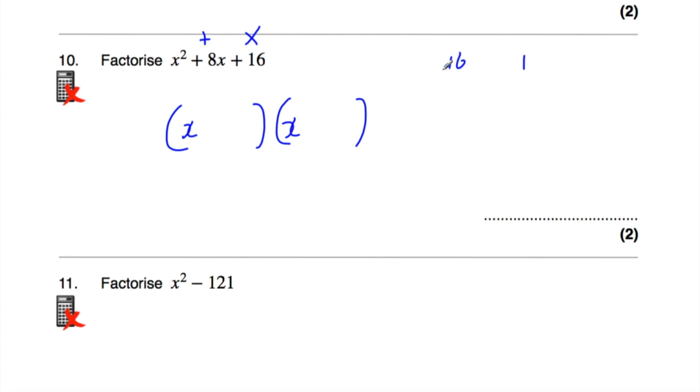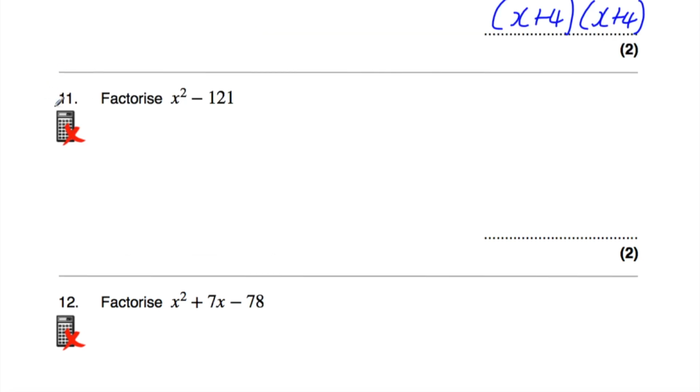So let's try 16 and 1. They would times together to be 16, but they add together to be 17, so that's not 8. Let's try 2 and 8. They times together to be 16, but they add together to be 10. Okay, let's try 4 and 4. 4 times 4 is 16, and they add together to be 8. Fantastic. So it's going to be x plus 4 and x plus 4. So the answer is x plus 4, bracket, x plus 4. And that's it. Okay, let's look at our next question.